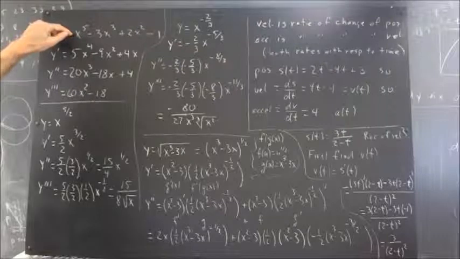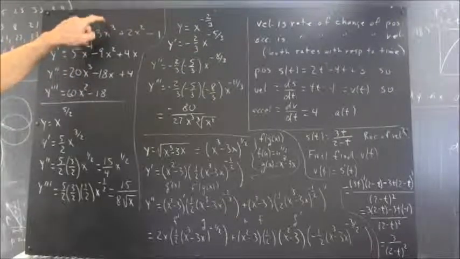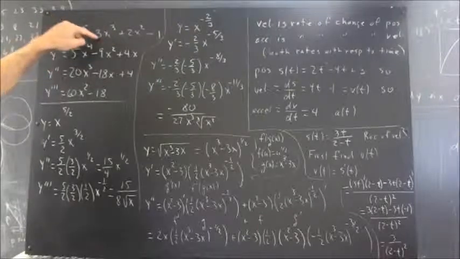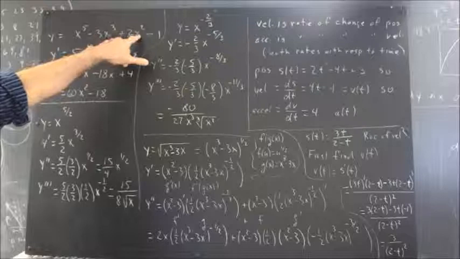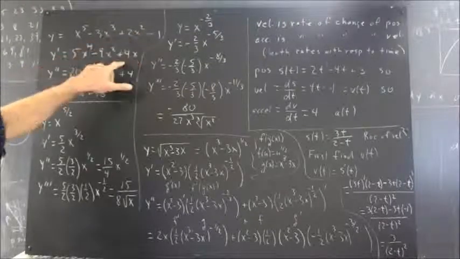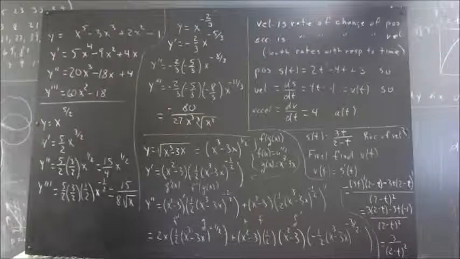Derivative of x to the fifth is 5x to the fourth. Derivative of x to the third is 3x squared. Multiply that by the negative 3, we get negative 9x squared. The derivative of x squared is 2x. Multiply that by 2, we get 4x. And the derivative of any constant is 0.